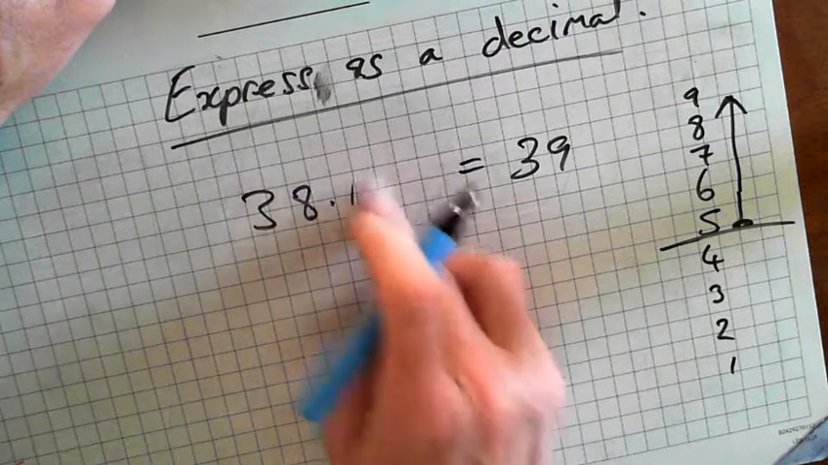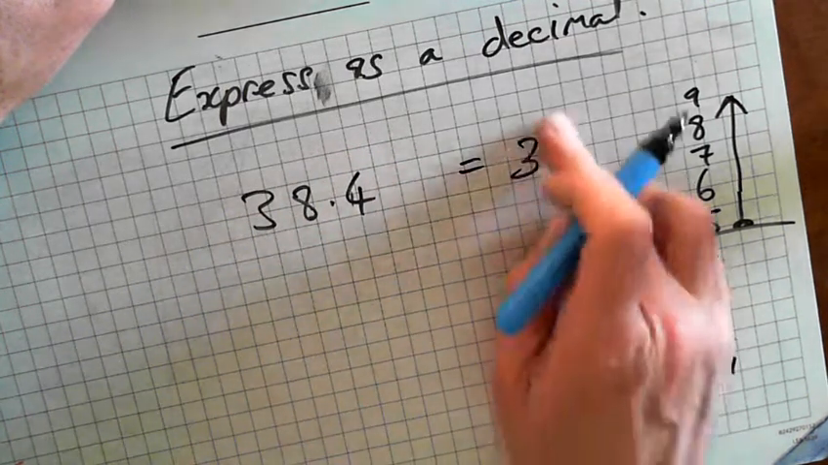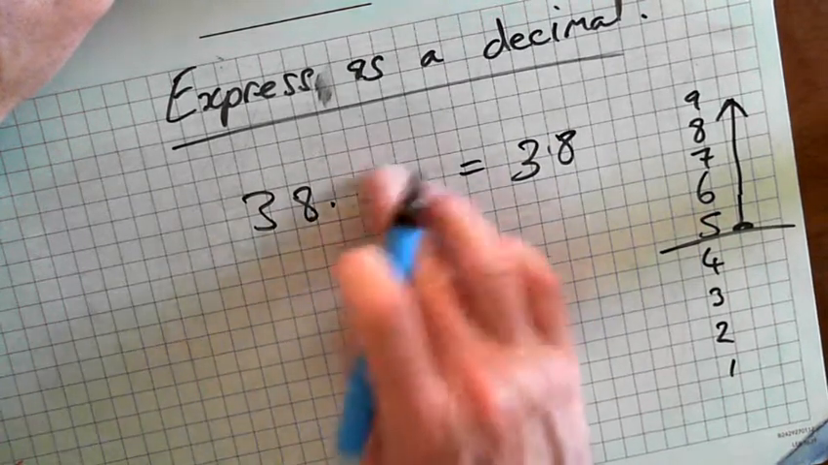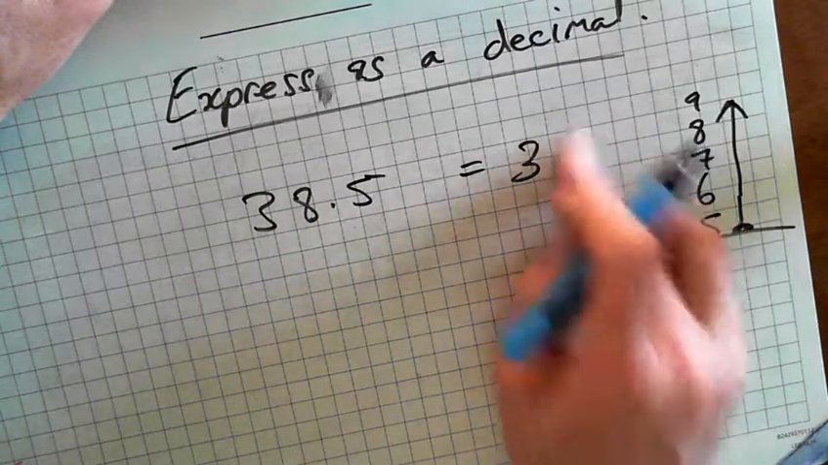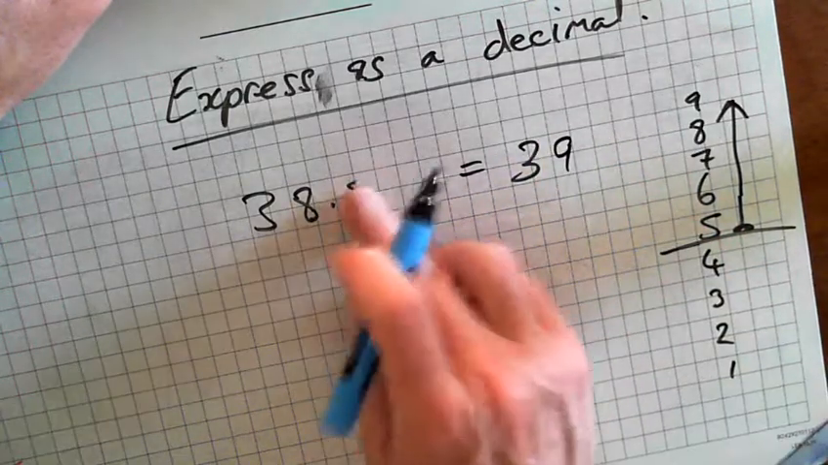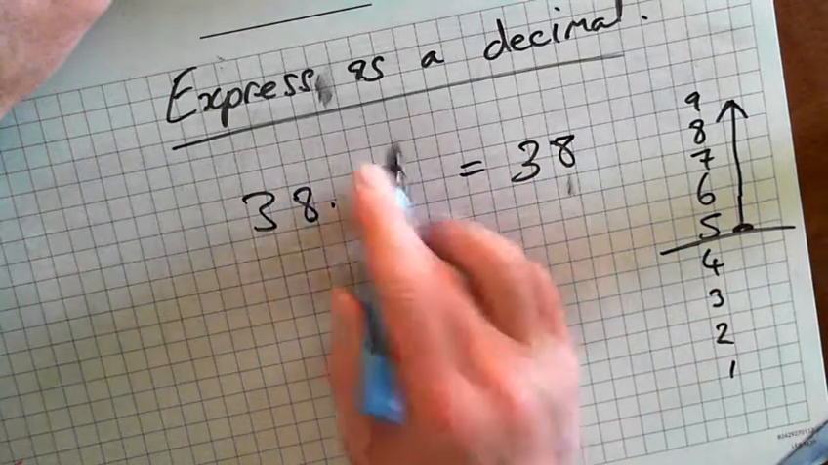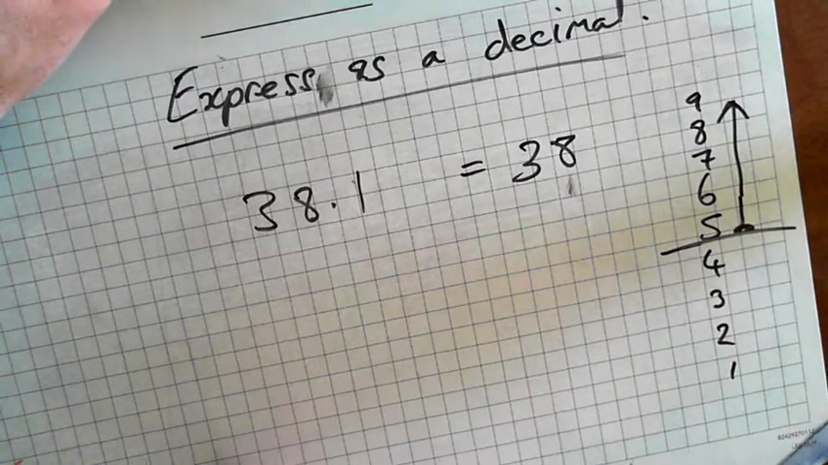Leave it as a... So for example, what would this be? A 4. 38. Just leave the 8 alone. Alright. If it's a 5, round it up. That would be 39. If it's a 3, leave it at 38. If it's a 1, 38. So if it's a 1, 2, 3 or 4, leave it at 38.